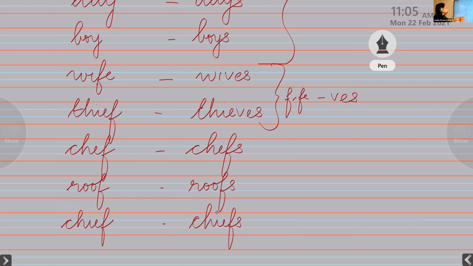So this rule is connected to the earlier rule too. Similarly, like the Y rule has 2 rules, even the F has 2 rules. So if the words end in F or FE, change F or FE into VES, but this rule does not follow with all the words. So what we have to do is just add S at the end of the word for certain words. We learn only 3 words. Okay. So chef, chefs, roof, roofs, chief, chiefs. Please do write it once, children. Only these 3 words are there, which I taught you.